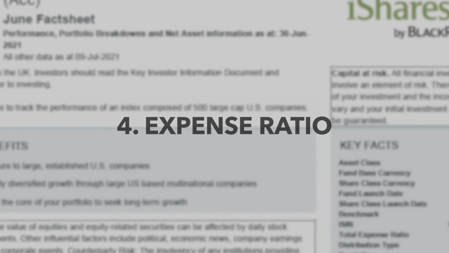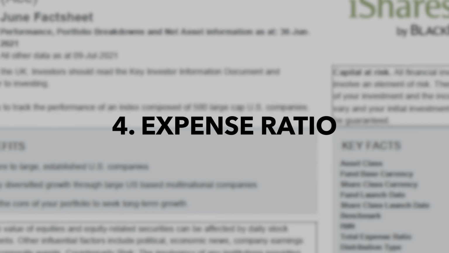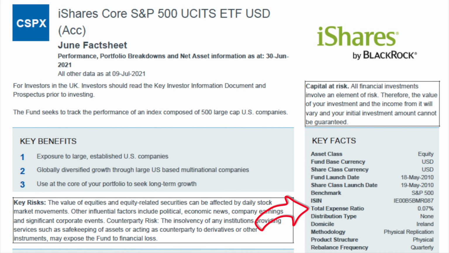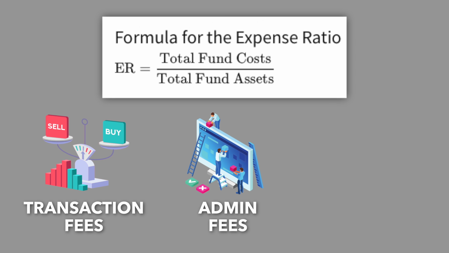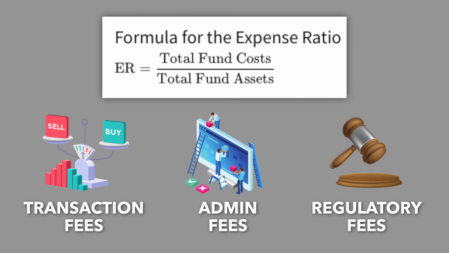The next thing that makes or breaks an ETF is the expense ratio, and for a passively managed ETF like this one, the expense ratio comes as low as 0.07%, and in some cases even lower. Firstly, let's dissect the formula of the expense ratio, which is the total fund cost divided by its total fund assets. The fund cost incurred by a fund manager will include transaction fees, administration fees, regulatory fees, and whatnot.